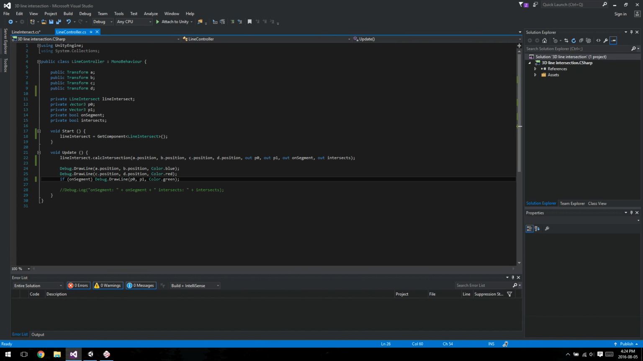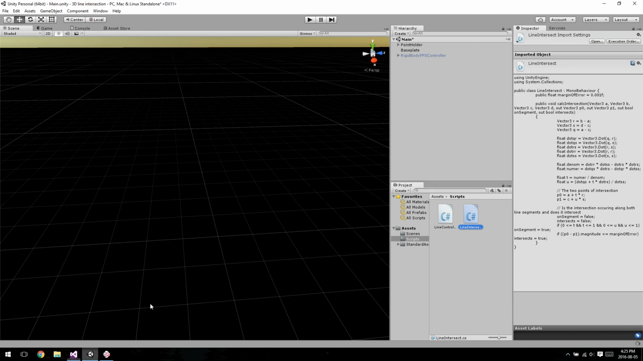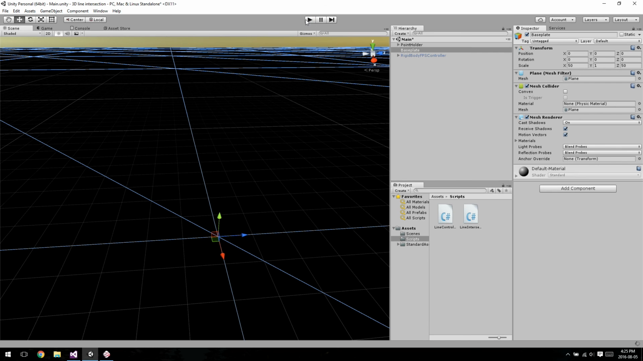In terms of actually putting this into play, I just had a few points A, B, and C, which we saw are easily maneuverable. I got the P0, the P1, some booleans, stuff like that. We're doing the calculation of the intersection. We're drawing the line. If the u and the t values are on segment, then we are going to draw a green line between them, and we'll finally just uncomment this last little area, which is going to print for us if we are intersecting or not. So let's hop into Unity and actually check this out.